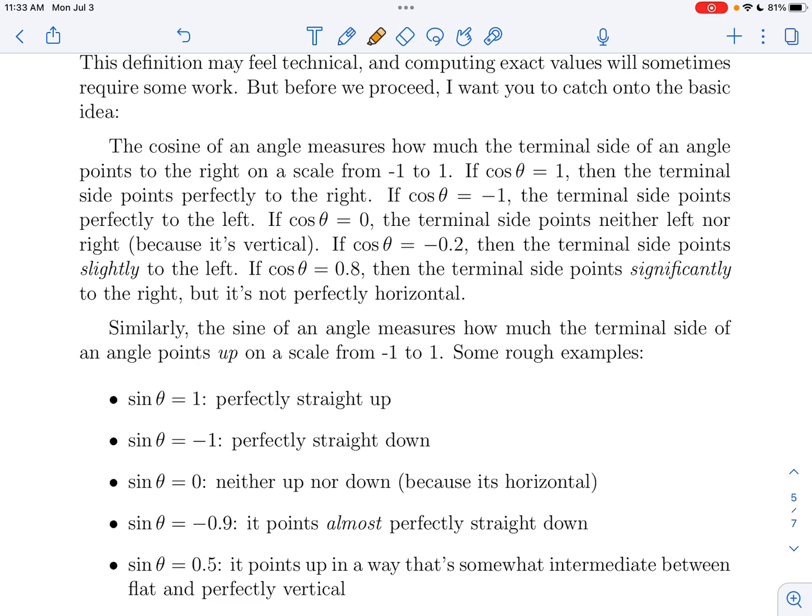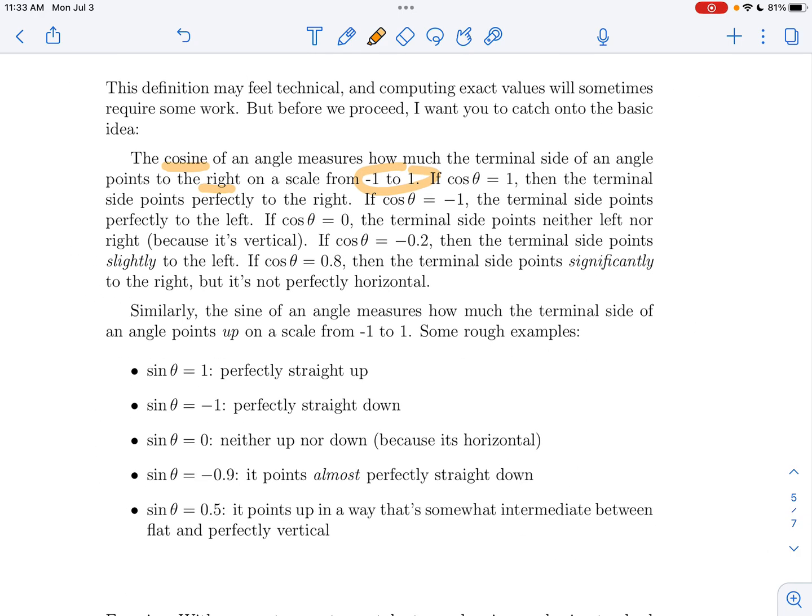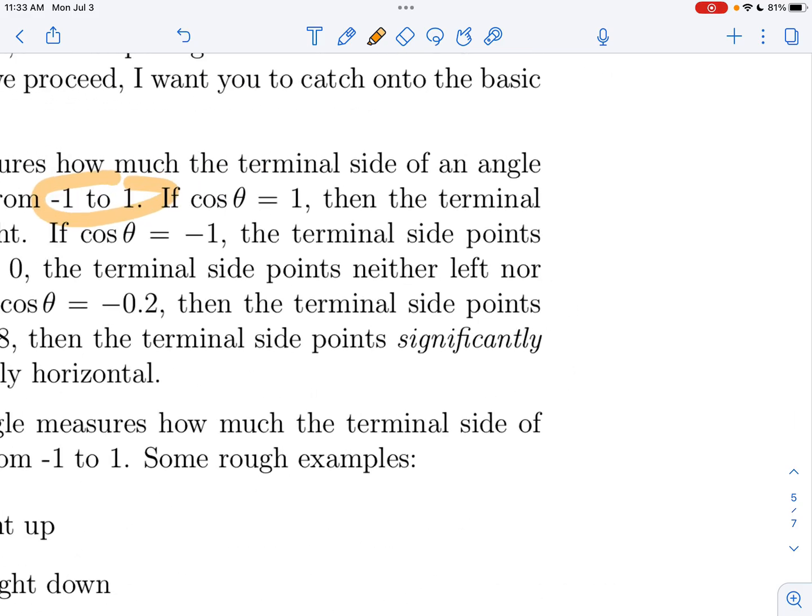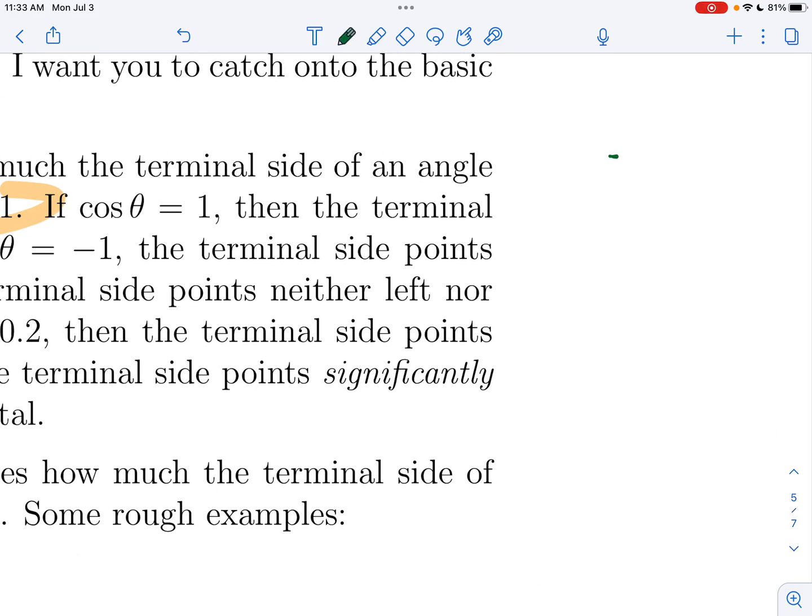The cosine of an angle basically measures how much the terminal side of the angle points to the right on a scale from negative 1 to 1. So if cosine of theta is 1, right? I'm just going to draw some examples here. Don't feel like you have to copy this. Just think about what I'm drawing.